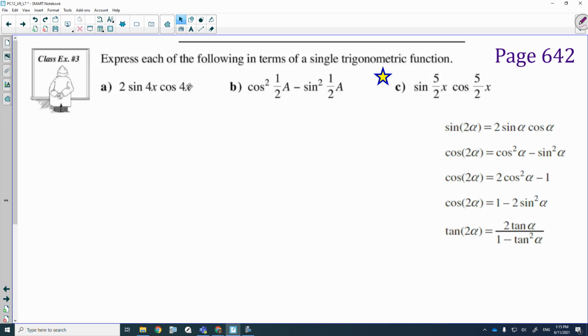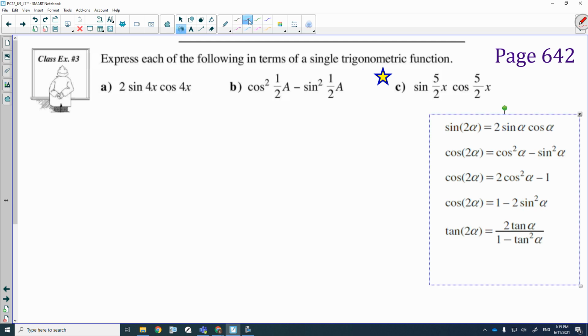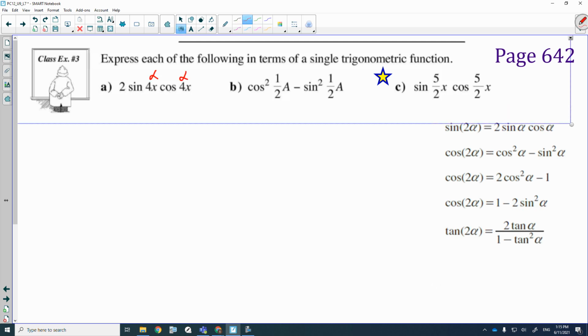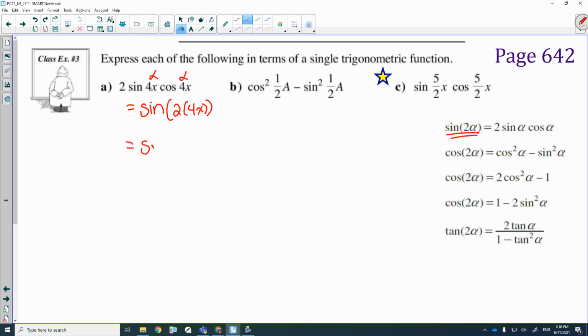So if you were to match this, it matches up with this identity here, and you have to be able to identify, okay, what would alpha be? So alpha is 4x. That is the identity for the double angle of sine, so that would be equal to the sine of 2 times alpha. Alpha is 4x, so that is equal to the sine of 8x. And that would be my answer: the sine of 8x.